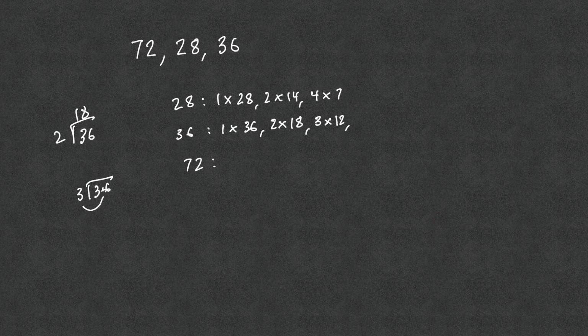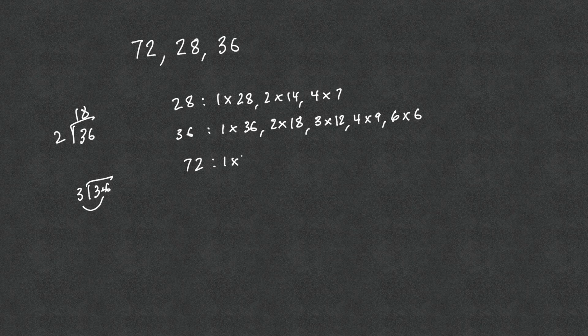Now what about 4 into 36? Think of your multiplication fact. Sure, 4 times 9. What about 5? Well, 5 doesn't work because it only goes into numbers that end in 5 or 0. What about 6? Multiplication facts again. There we go. Oh, we have duplicates, so we're done, right? That's right, we're done. Now let's go to 72.